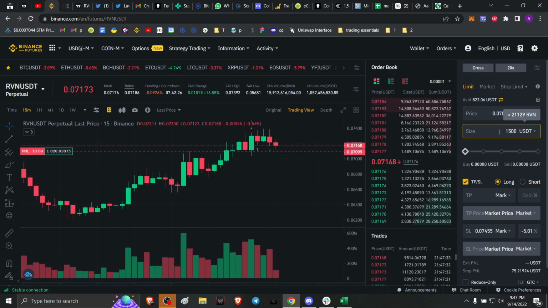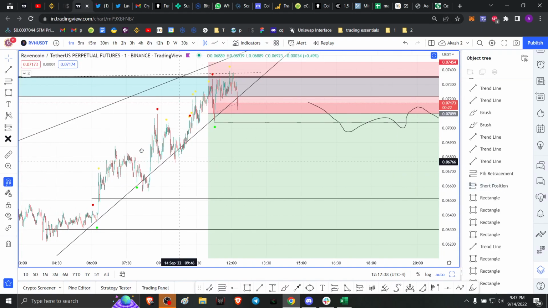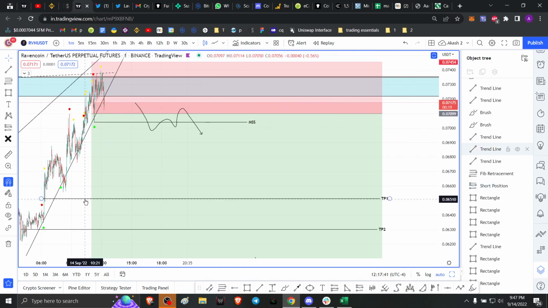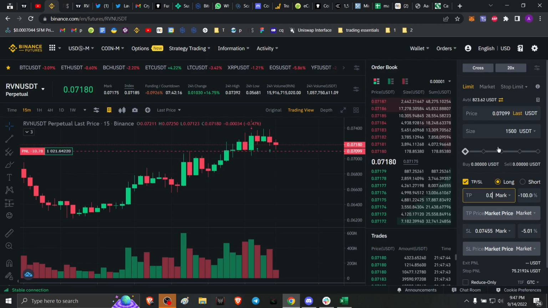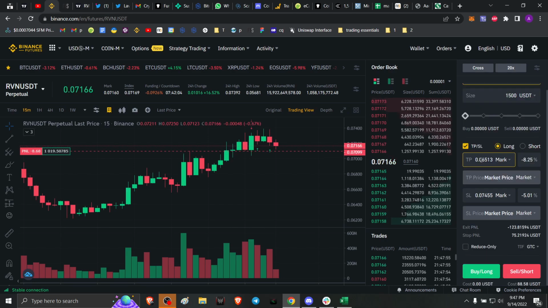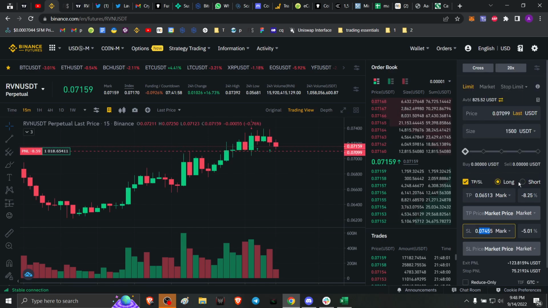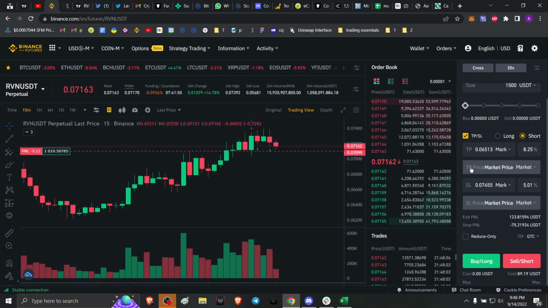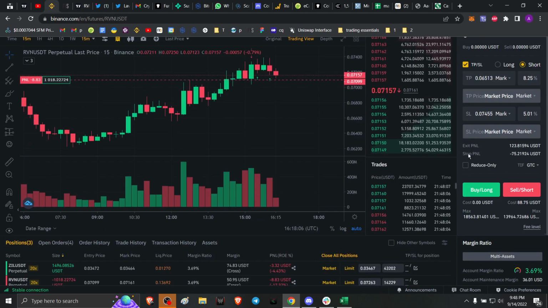And say you entered $1,500 worth of position and your profit, let's take the proper one. My TP1 is at this level here, which is 0.06513. So if I enter this trade, where I'm going to be shorting $1,500 worth of RVN at this point, this is my entry point, and my take profit is going to be at this point, and my stop loss is going to be this point. So I have to select short here. Once I select short, since I'm shorting the coin, I will know that if my stop gets triggered, I'm going to lose $75. And if my take profit level gets hit, I'm going to be gaining $123.